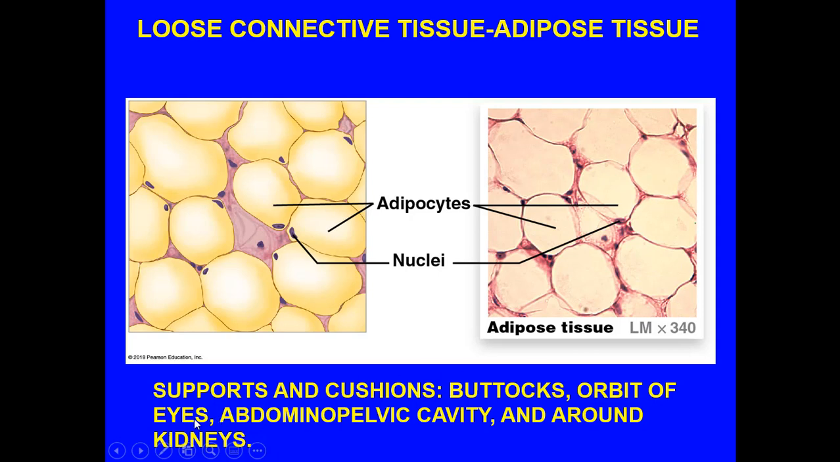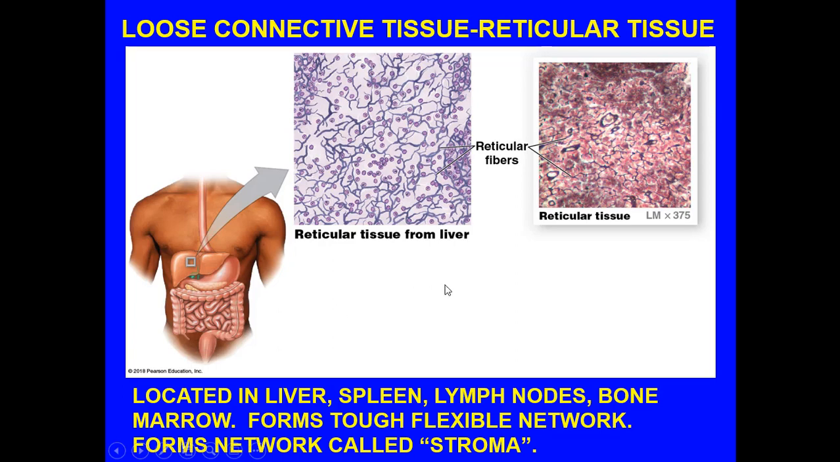That's it. Okay? Finally, reticular tissue, which you would find in the liver, the spleen, lymph nodes, and bone marrow. It forms a tough, flexible network, and this network is usually called stroma. And what happens is that the fibers are there, and there are some cells that basically support the fibers, but they create sort of like, it's like building a house.